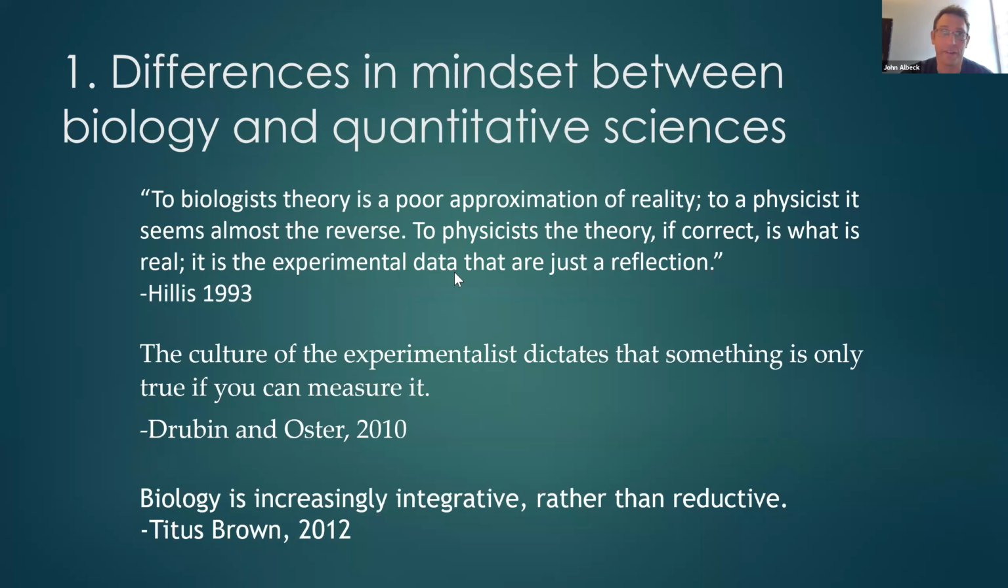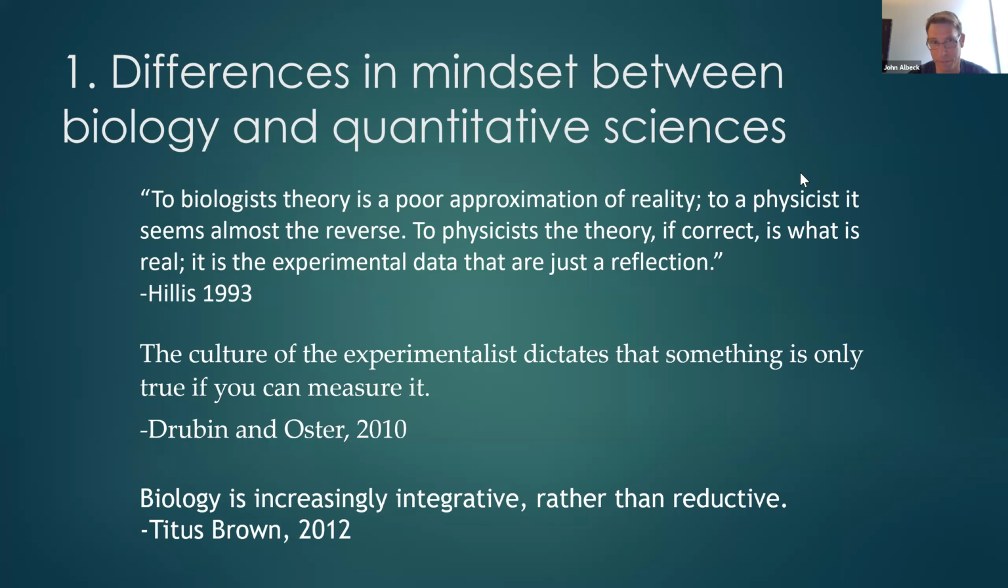So the first topic is really just getting at this idea of the mindset of a biologist and how it's different. I think this Hillis article, if you ever have a chance to read it, is very short, very pithy, with a lot of well-spoken, well-written truths in it. He says, to biologists, theory is a poor approximation of reality. And to a physicist, it almost seems the reverse. To physicists, the theory, if correct, is what is real, and it's the experimental data that are just a reflection.